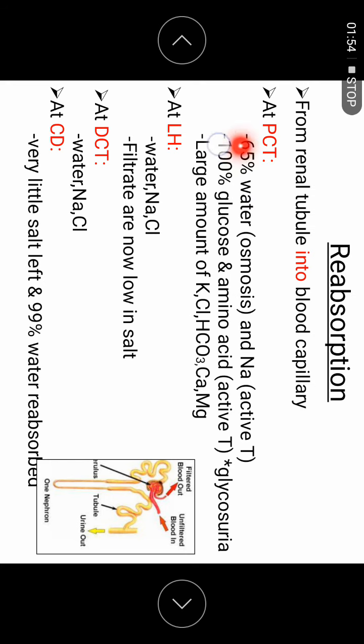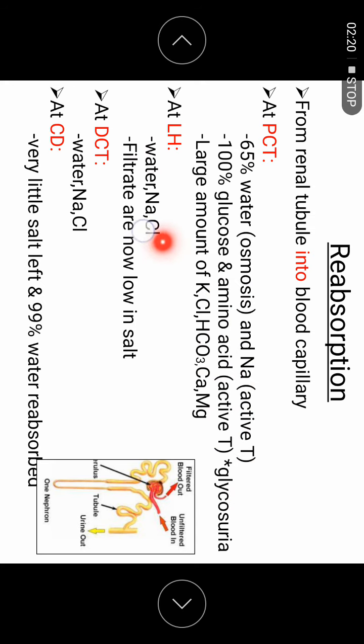So that's why you do not have glucose in your urine. Okay, because all is going back into the blood capillary. So if you have glucose inside your urine, it means not 100%, then it will cause glycosuria. Okay, and then a large amount of all these ions, potassium, chlorine, hydrogen carbonate, calcium, magnesium, all these will be reabsorbed back into the body. Okay, into the blood capillary.